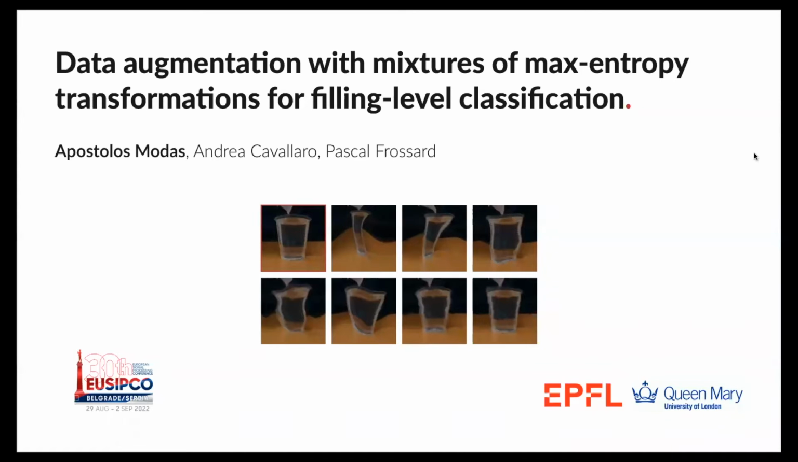Hello, everyone. My name is Apostolos, and I'm going to present you our work on estimating the filling level of containers using data augmentation. This work is in collaboration with my colleagues from Queen Mary University London and EPFL.